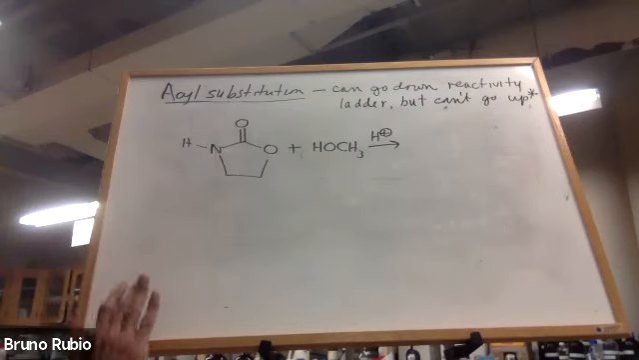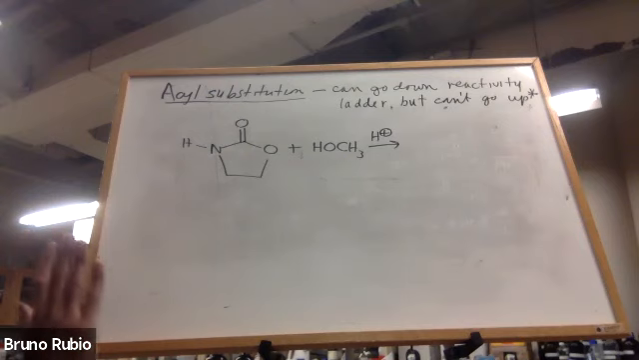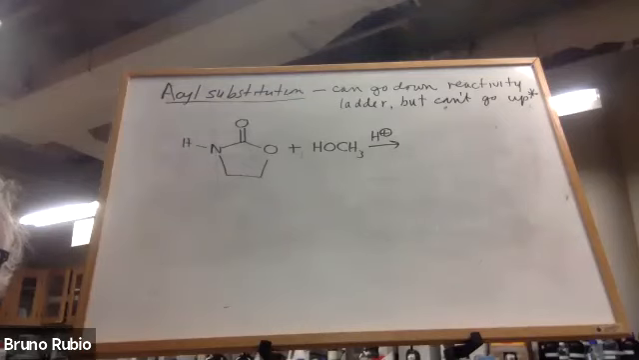This is acyl on the left and acyl on the right, but only one of those leaving groups will leave. So what's going to leave, the nitrogen or the oxygen? Anyone want to give it a shot? You can unmute yourself if you want to answer. Oxygen? The oxygen is going to leave.